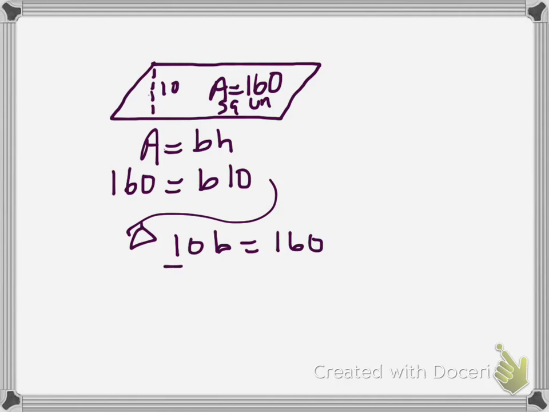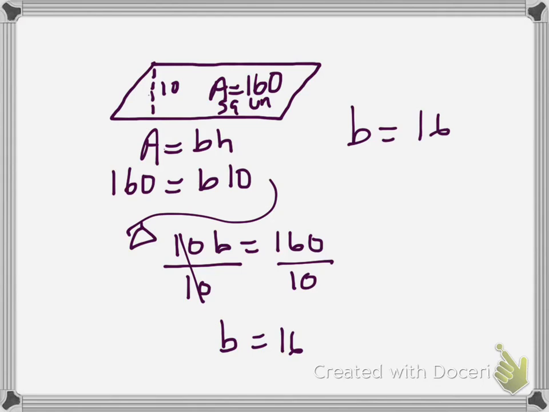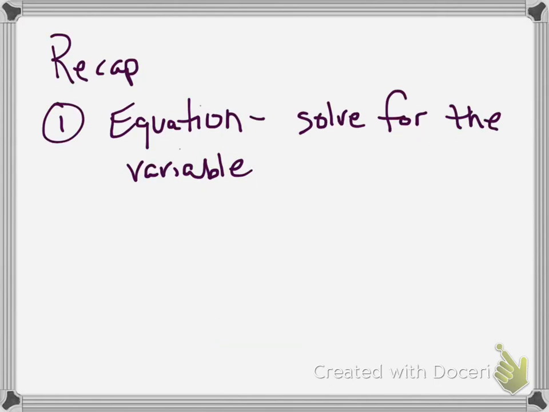So I want to get b, I want that base. So right now it's being multiplied by 10, so I have to do the opposite operation, divide by 10, which will leave me with just b on this side. But it's an equation, so I have to do things equally, so I have to divide by 10 on this side. 160 divided by 10 is 16. So the base of this shape is 16 units. That's my base.